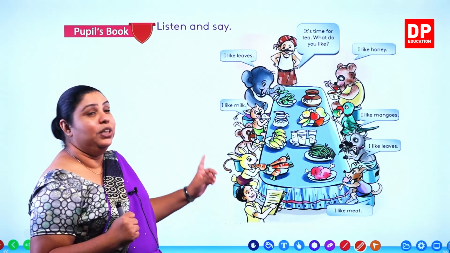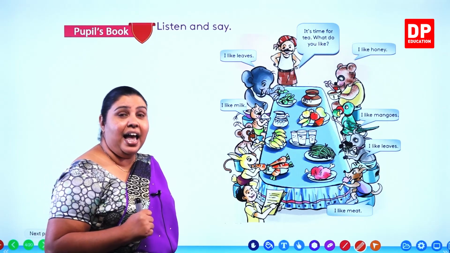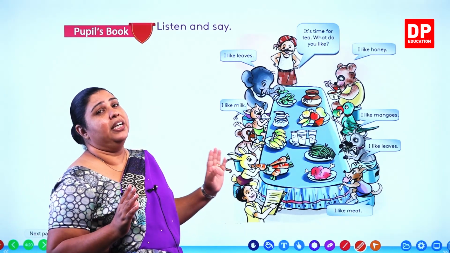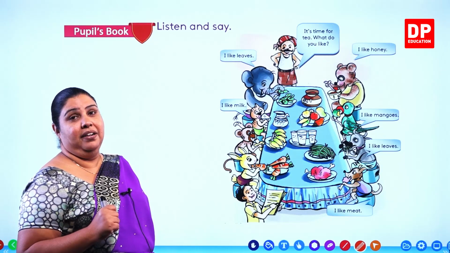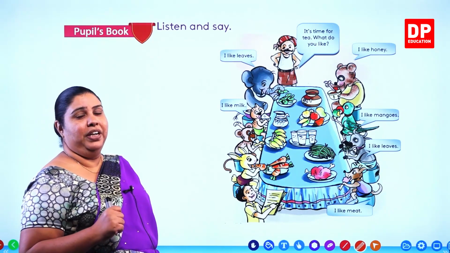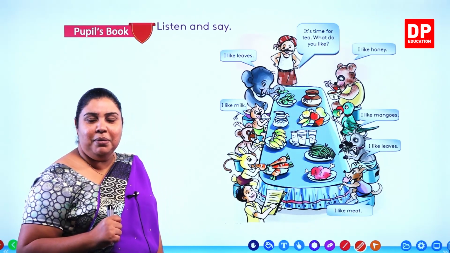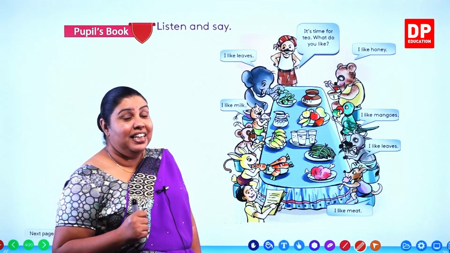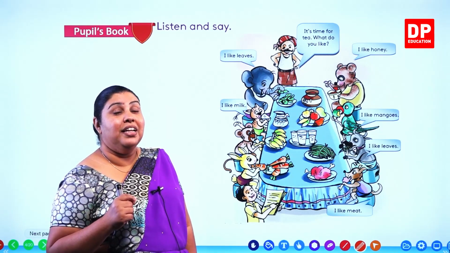So you have to turn to this page in your pupils book. Okay, listen and say. Now we are going to take a look at this picture. We are going to listen and then say, right? Now can you see over here? Oh, our farmer. Can you remember when we did our lesson number 9, we spoke about the way the animals talk.